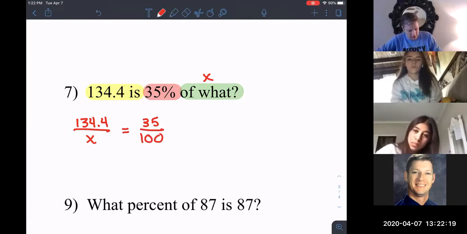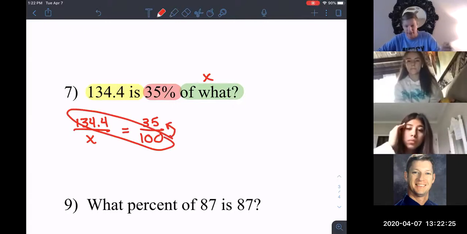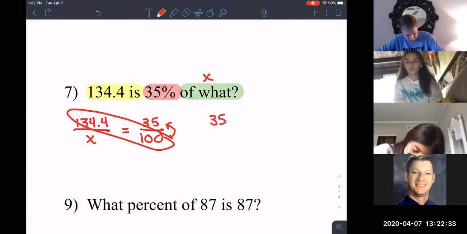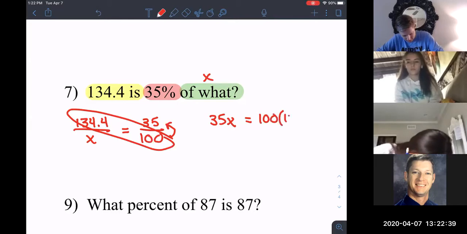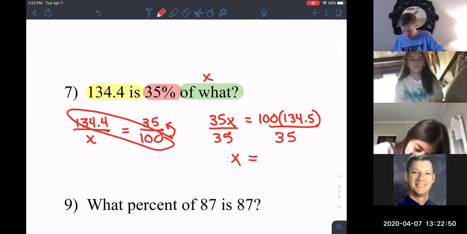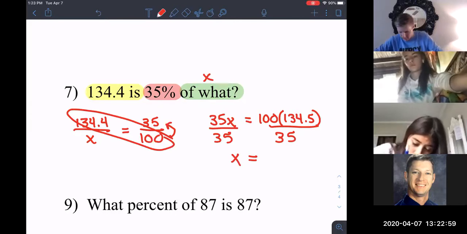Okay, and you can see now here are our diagonal numbers. So we're going to multiply those and then divide by 35. That's the shortcut. If you don't like the shortcut and you like to do it the long way, that's totally fine. This is how we would do it. 35x equals, because these are cross products, 100 times 134.5. And then, of course, we have to divide both sides by 35 to get our answer for x. So we do 100 times 134.5, divide that by 35, and we get 384 point something.